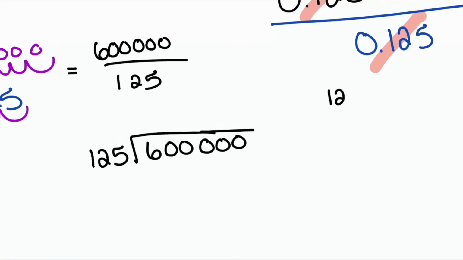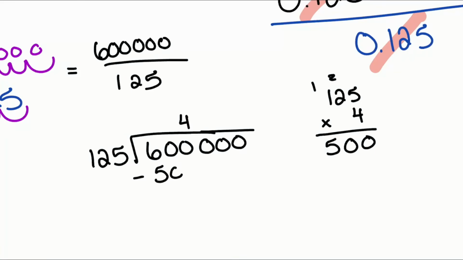So we'll do 125 multiplied by 4. 5 times 4 is 20, carry the 2. 2 times 4 is 8, carry the 2 is 10. 1 times 4 is 4, carry the 1 is 5. So we have 500. And so cool, that'll end up being 4 right there. Because again, for the 600, subtract the 500, and we have 100 left over. We'll drop the 0, and that'll make it 1,000.